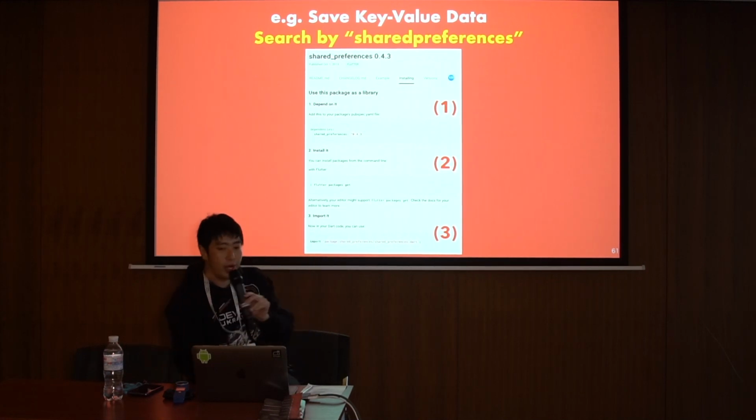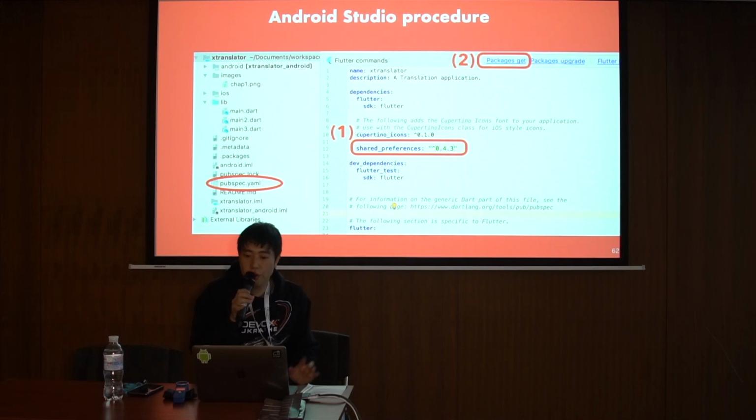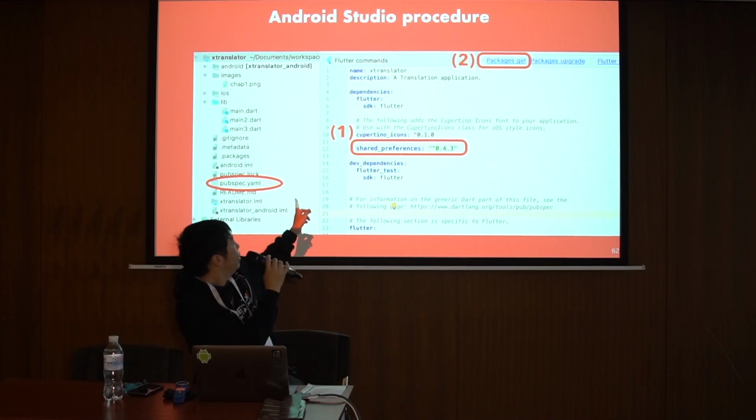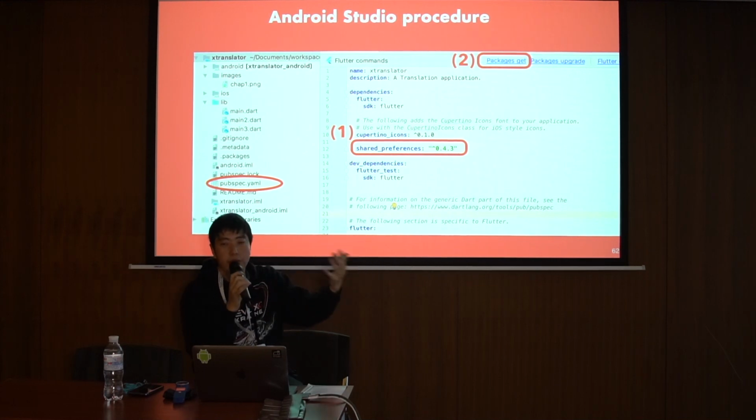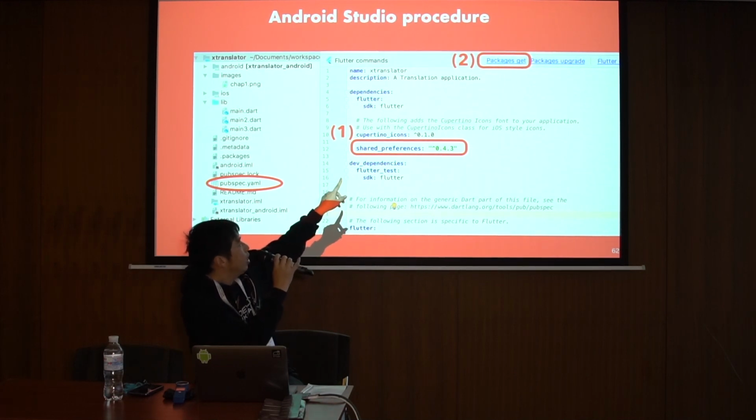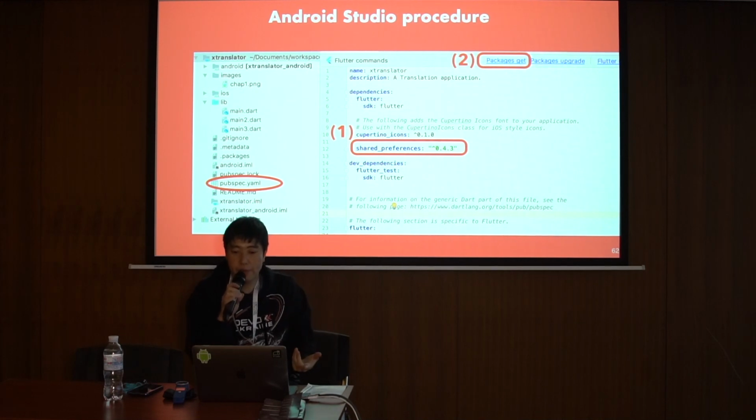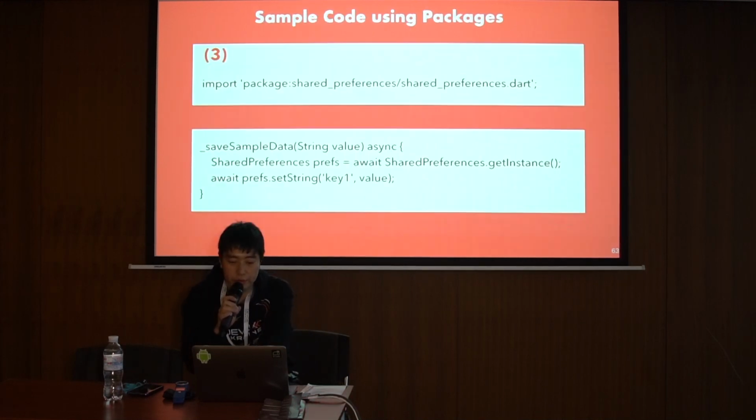This is a shared preferences sample. To add this package, we need to add a package definition into our pubspec.yaml file. This is a sample shared preferences definition, and to download plugins into our applications, you must click the Packages Get button. After this process, we can use this plugin in our project.